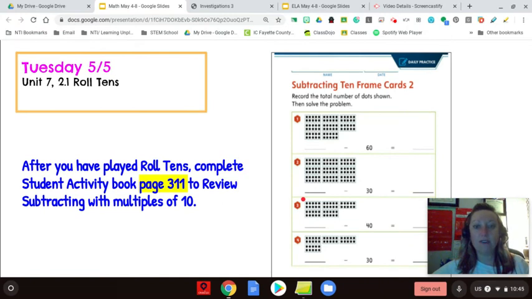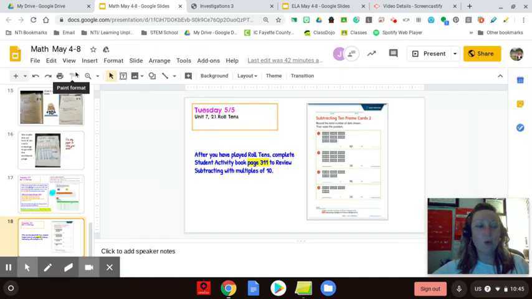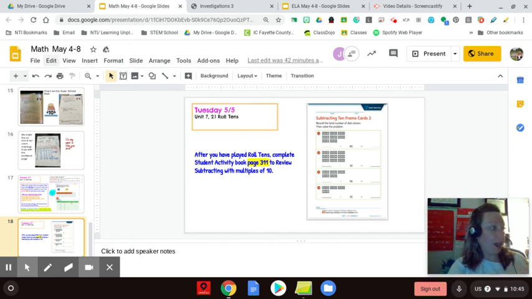Also, if you do any of your extra workbook pages, or if you're doing any of the pages from your math packets, your extra math packet like this one, be sure to send us some pictures of that so we can look at it together and share it on Google Slides.